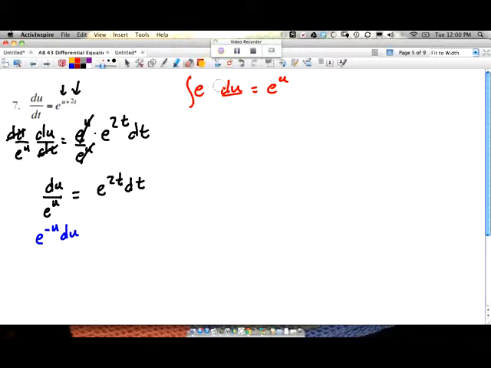Let's do a substitution. Just for cleanliness, instead of e to the u du, let's do e to the w dw equals e to the w. In that case, to deal with this e to the negative u, I'm about to take the antiderivative of that. Keep in mind, I'm actually going to have two separate problems. I'm going to have e to the 2t dt, and I've got to take the antiderivative of that as well. But I'm going to do these one at a time. So let's deal with the blue one.